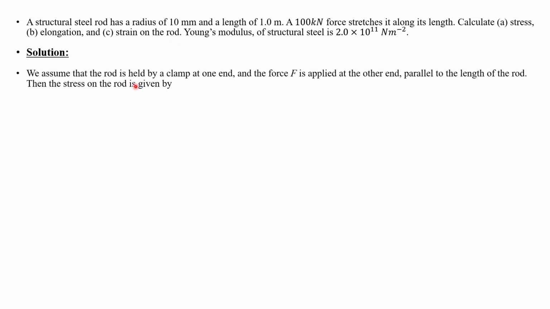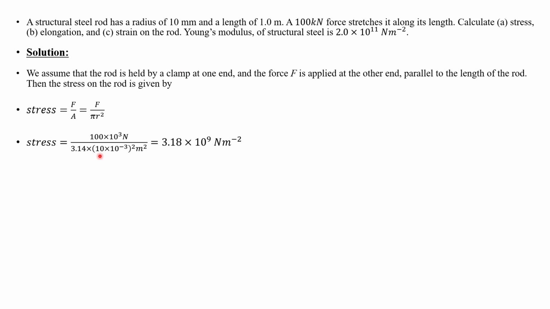So we assume the rod is held by a clamp at one end, and the force is applied at the other end parallel to the length of the rod. Then the stress on the rod is given by F over A is equal to F over pi r square. And here we have radius 10 millimeter. So 10 millimeter would be equal to 3.14 into 10 multiplied by 10 raised to the power minus 3. And after calculating the value, we get the stress 3.18 into 10 raised to the power 9 Newton per meter square.